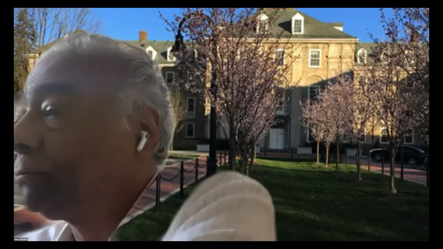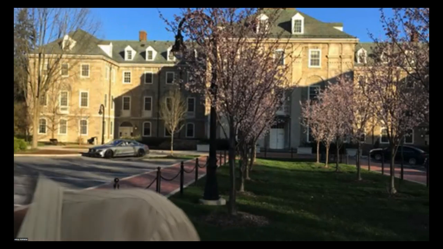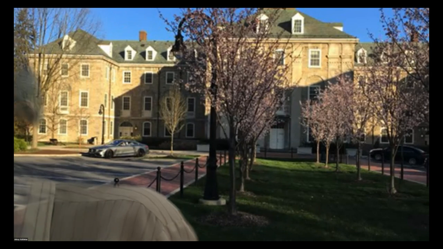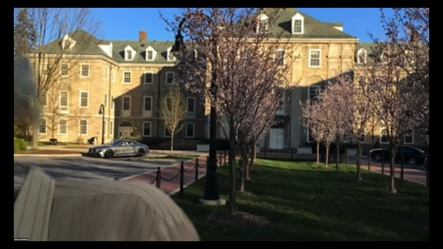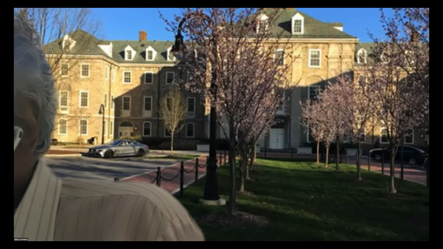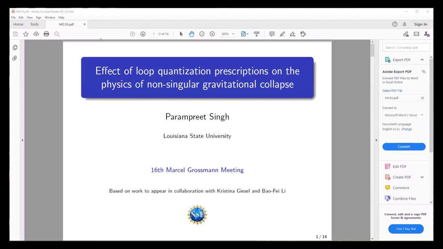So can you see my screen now? No. We saw it briefly and it disappeared. Okay, just a second. I don't know. Okay, can you see now? No. Now? There you go. Okay.